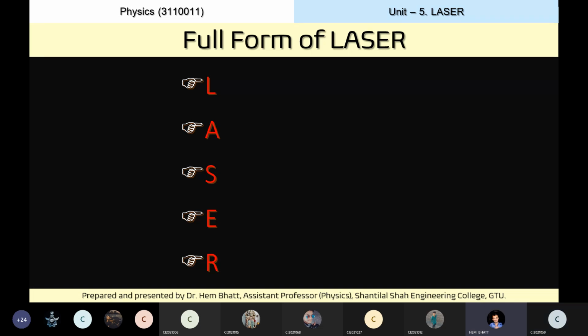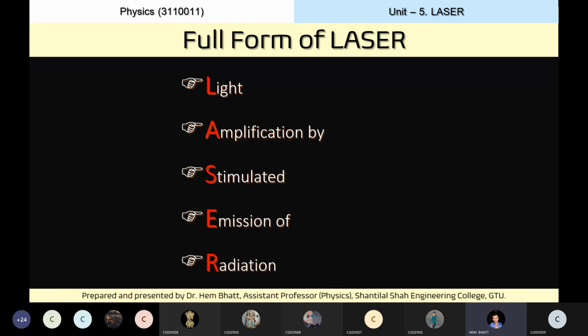Anyone? No one? Light amplification by stimulated emission of radiation. Oh, serious. It is light amplification by stimulated emission of radiation.